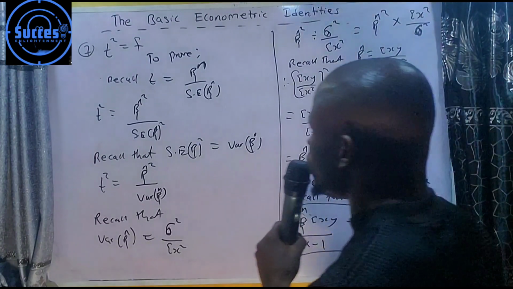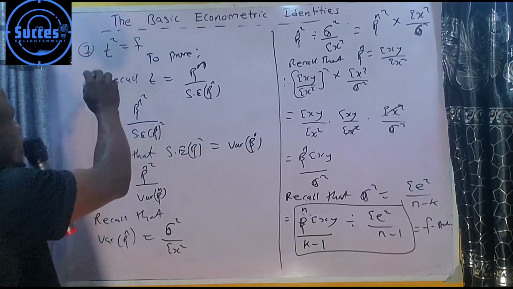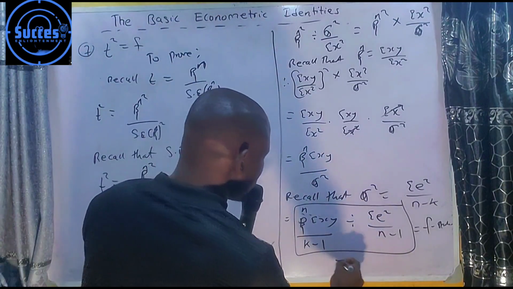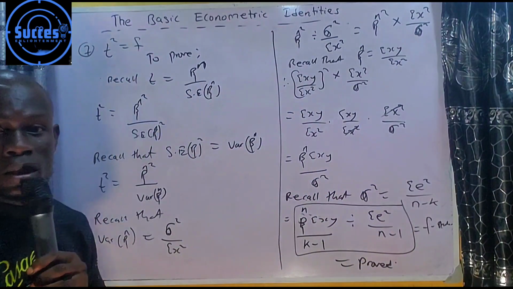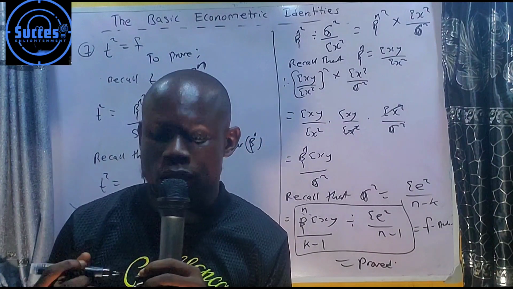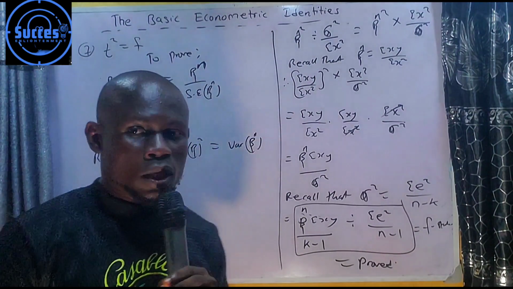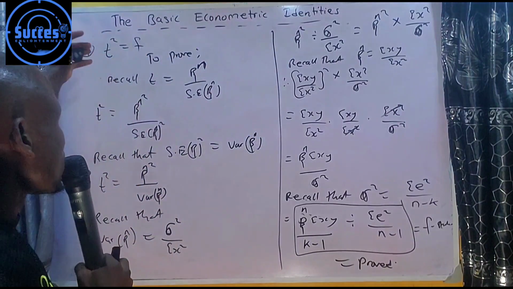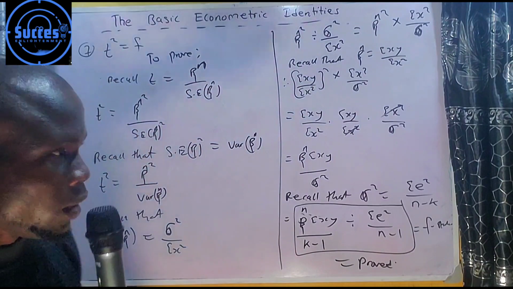So therefore, we'll be able to prove that the square of our t statistic is equal to what? F statistic. So we have been able to prove successfully what we wanted to prove. Okay, we're ready to prove that our t square is equal to what? F statistic. Don't forget, here we are dealing with t statistic and F statistic. So the square of t statistic is equal to F statistic.